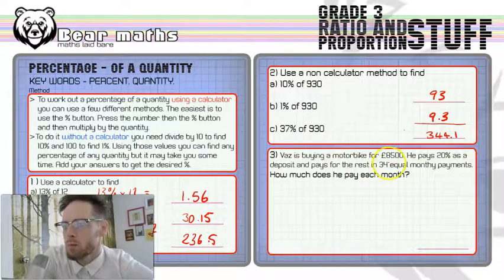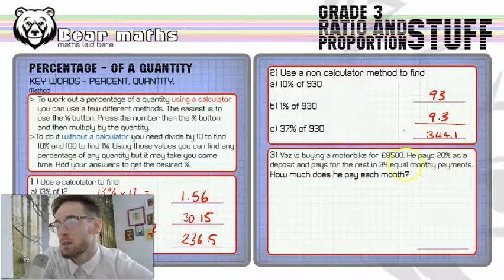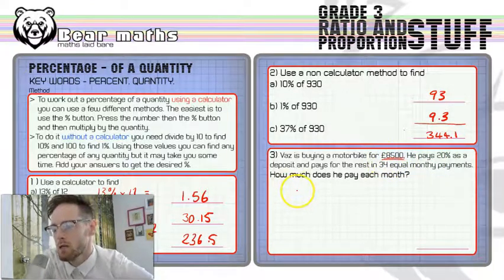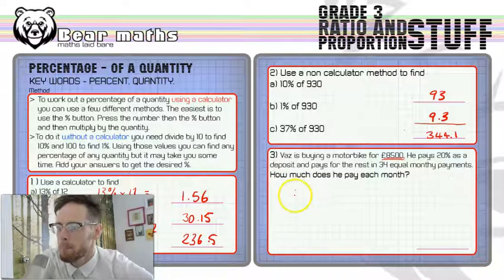Now, Vaz is buying this motorbike for £8,500. He pays 20% as a deposit and pays for the rest in 34 equal monthly payments. Get those words clear in your head. What's happening here? He's paying 20% as a deposit. That means that he's paying 20% of this quantity here already. He's going to pay it off straight away, right? So, let's work that out.